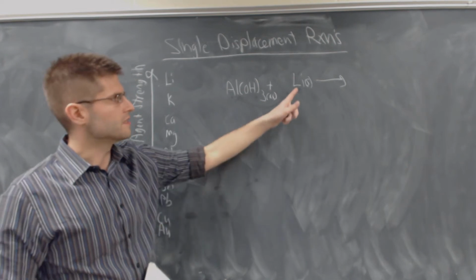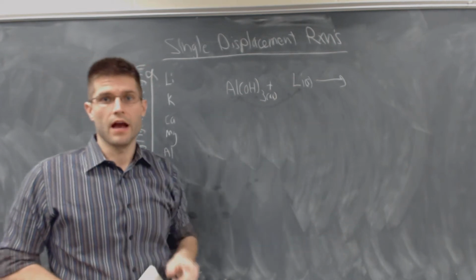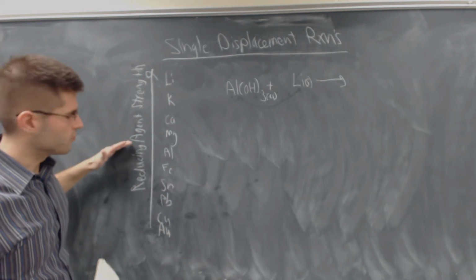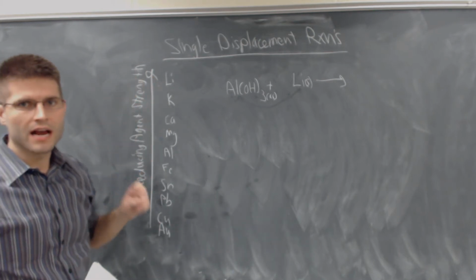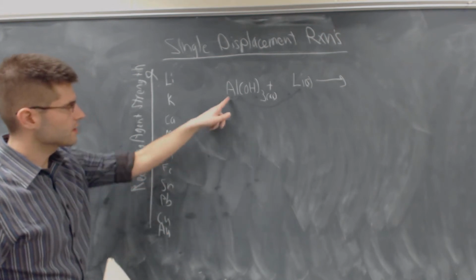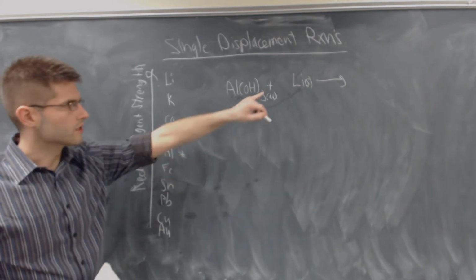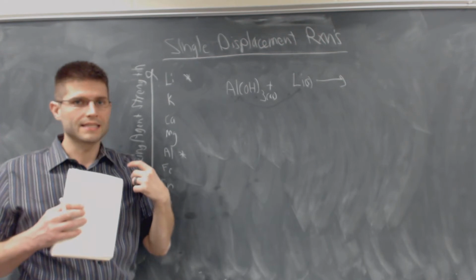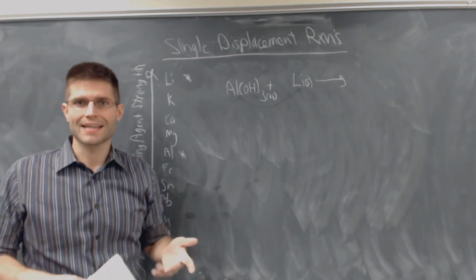However, lithium is much better at giving up its electrons than aluminum is. How do we know that? We go to this reducing agent table. The higher up the list, the better they are at giving away their electrons, the better reducing agent they are. If we look at aluminum, it is right here. But if we look at lithium, that is all the way at the top of the list. Lithium has the best ability of any of these elements to give up its electron and act as a reducing agent.